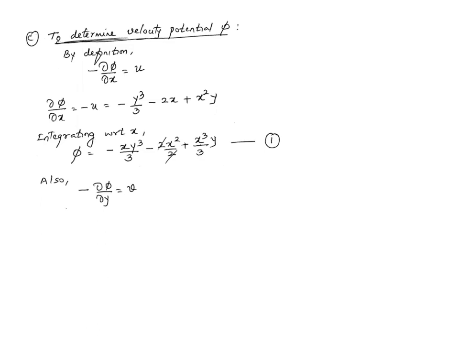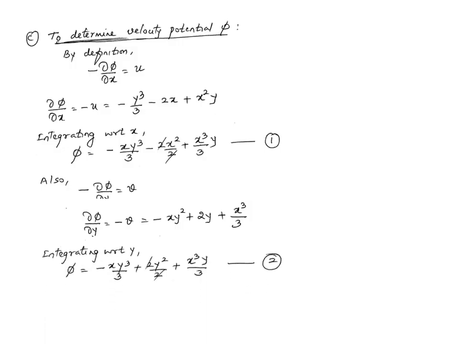Take another definition, minus dou phi by dou y is v. Substitute the value of v. So we get dou phi by dou y is minus v, so that is minus xy square plus 2y plus x cube by 3. Now you integrate this with respect to y. So when you integrate with respect to y, integration of y square is y cube by 3, integration of y is y square by 2, and integration of 1 is y.